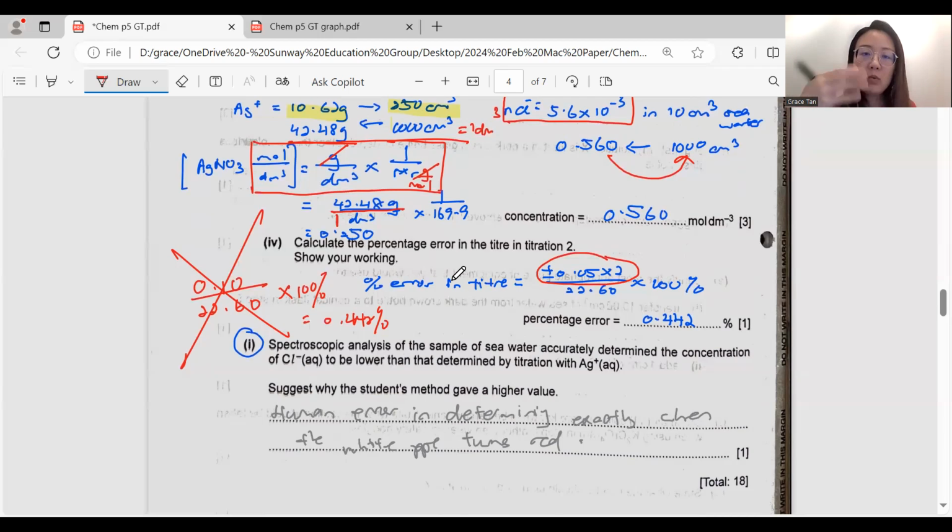It means that when we do this whole experiment, our calculated chloride concentration was higher, whereas spectroscopy was lower. And why is that so? Honestly speaking, I really have no idea. But I've collected some responses, so I can only give you some opinions I've collected. Some say that it is because of human error in determining exactly when the white ppt turns red.